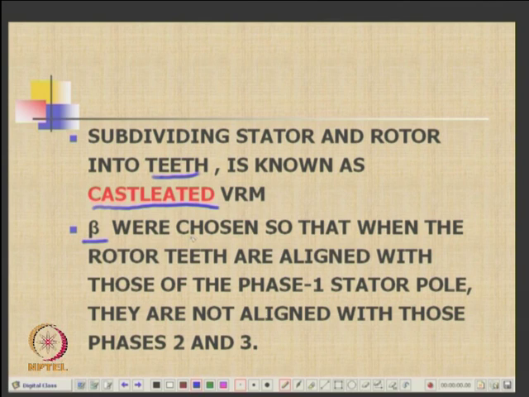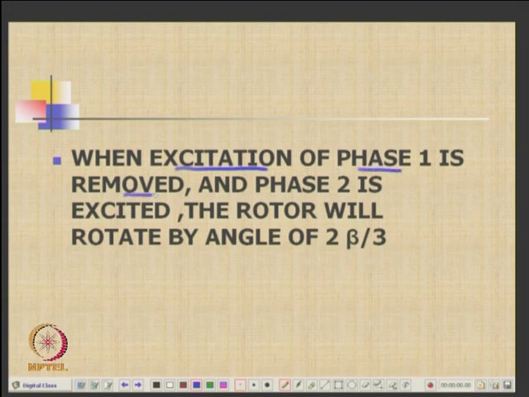Beta is chosen so that when the rotor teeth are aligned with those of the phase 1 stator pole, they are not aligned with those of phase 2 and 3. So you can calculate how much angle it will move by each switching. It is like a Vernier principle basically. When the excitation of phase 1 is removed and phase 2 is excited, the rotor will move by the angle 2 beta by 3. You can calculate what it is.